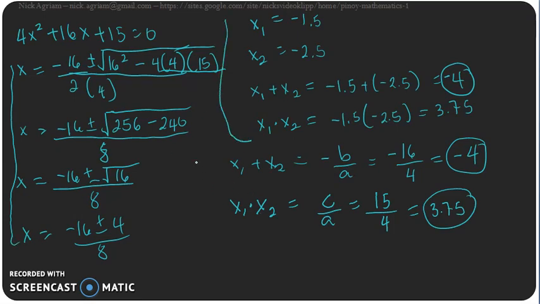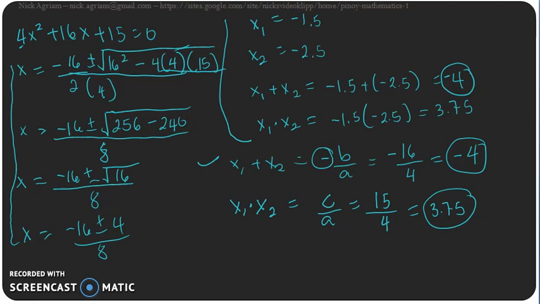So you don't need to do this thing that I've done. If you add, you just divide b by a, but it should be negative. And if you multiply, the product is always c, the last term, the constant term, divided by the numerical coefficient of the first term.